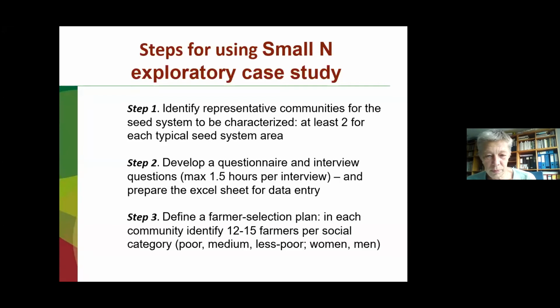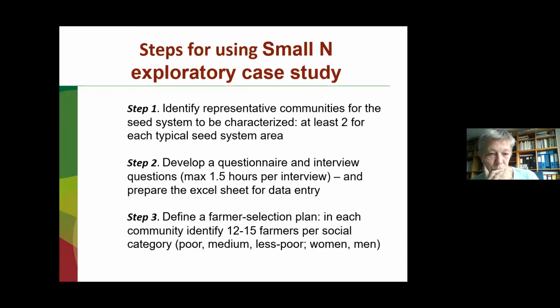Steps for using the small N case study. Let me take you through it relatively quickly, because you really have to go to the user guide when you're onto it and get more details on how to do it. You identify the representative communities to be characterized. You develop a questionnaire and interview questions, and this is an important tip: while you're developing the questionnaire and the interview questions, prepare the Excel sheet for the data processing, because depending on the processing, you may have to formulate your questions differently to get the information in such a form that they allow you to calculate means and sums, etc.